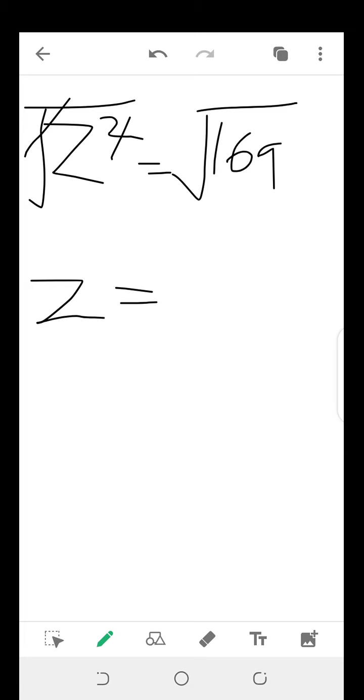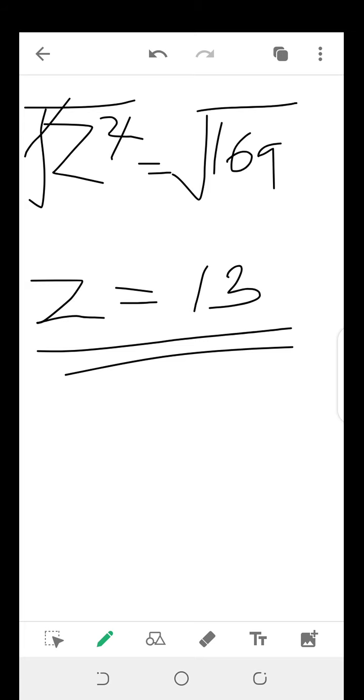And one thing we should know is that 169 is a perfect square. A perfect square means that a number squared gives us 169. So the number is 13. 13 square is able to give us 169. So we say the root of 169 is 13. So this is how we solve questions using the Pythagoras theorem.